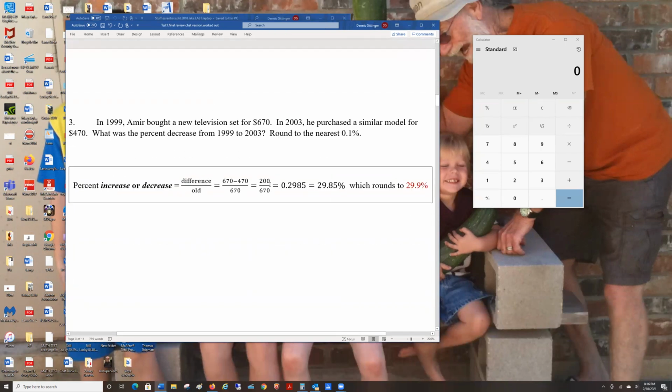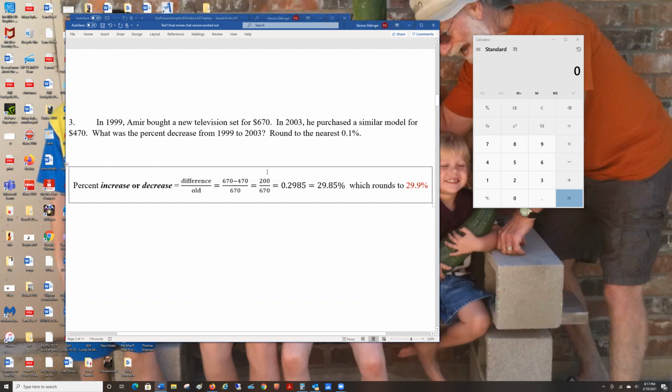Number three, in 1999, the TV cost 670, and in 2003, it went down in price to 470. So this is a percent decrease. Whether it is increase or decrease, you take the difference between the old and the new, the positive difference, in this case 670 minus 470 is 200, and divide that not by the big one or the little one, divide that by the old one, because the price change is based on the old price. It went down a certain percentage.